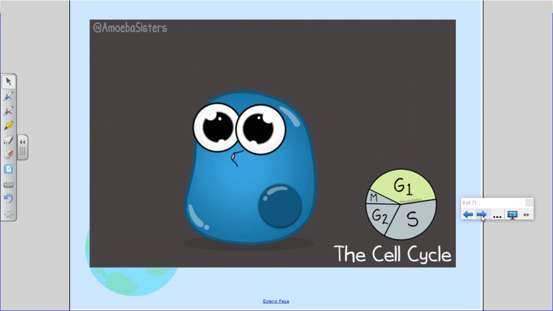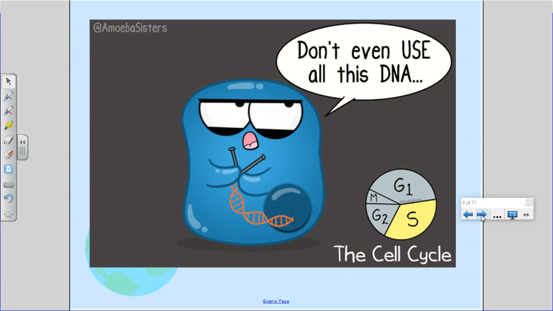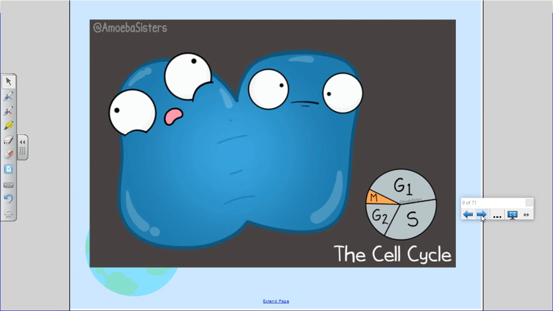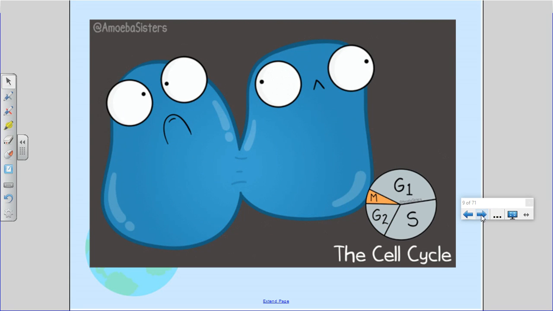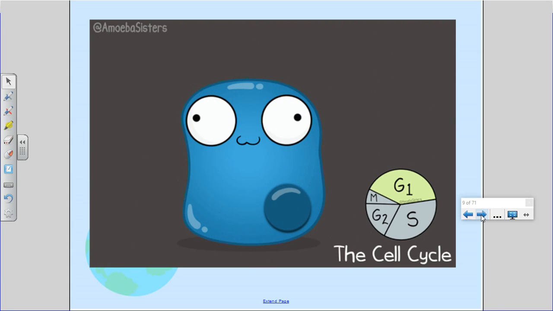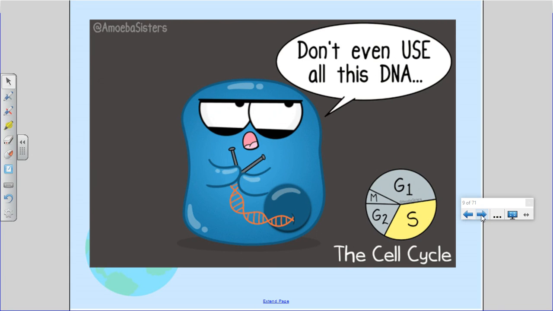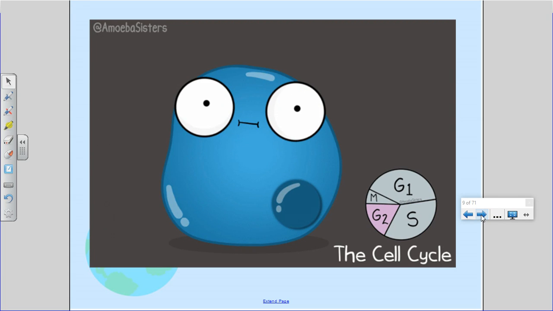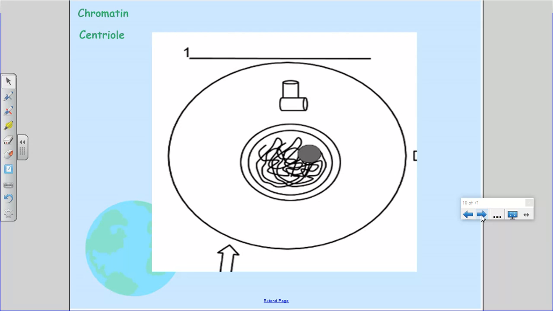And here's a nice little Amoeba Sisters animation of how this works. So we have G2, getting a bit larger, preparing for division, splitting apart. Then we have two new cells. The cell gets larger. We enter the S phase where the DNA is copied, back to G2, M, and G1. Okay, for more details.